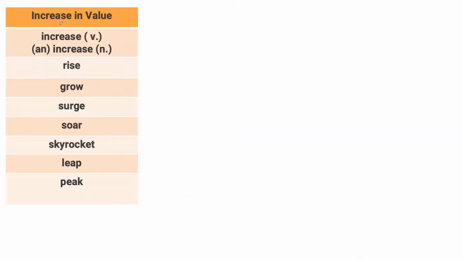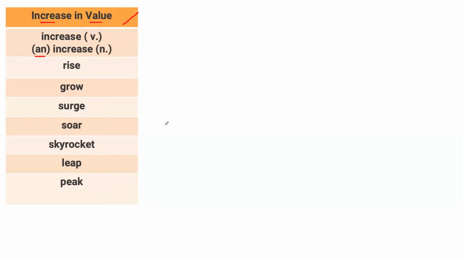Now, first we're going to focus on how to talk about an increase in value. We're going to look at some examples, but basically an increase in value can be represented by an upward movement of a line or an upward trend in your bar charts, for example. So we see increase as a verb and then increase as a noun. If you're going to use it as a noun, remember to use your article an. Then we have rise, grow, surge, soar, skyrocket, leap, and peak. So we're going to go through these one by one.